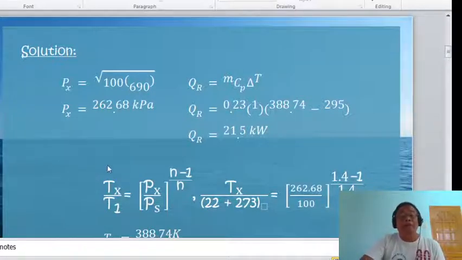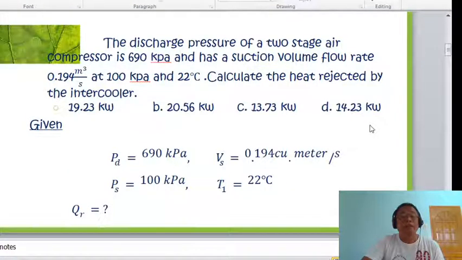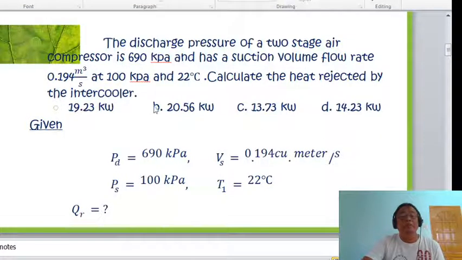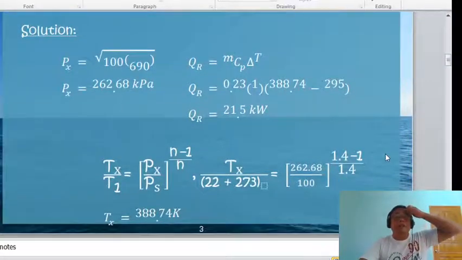Substituting the values, getting the temperature at the initial condition, Tx is 388.74 Kelvin. Substituting into QR equals MCp delta T, QR now is 21.5 kilowatt. So what is the answer? 21.5 kilowatt, which is not present in the options. Anyway, we have here 20.56, so that is letter B.